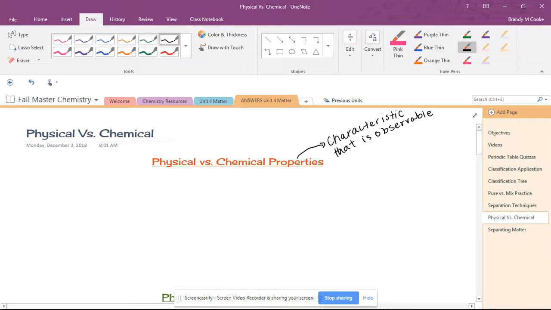Okay, and when we have physical properties, physical properties are observable without changing the thing itself. So observable without changing the substance.